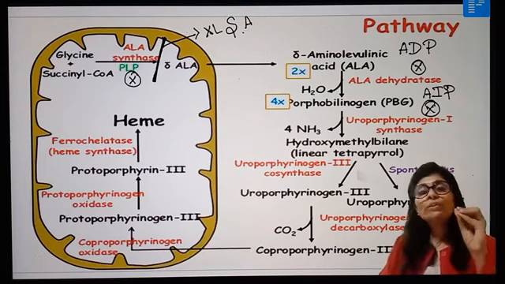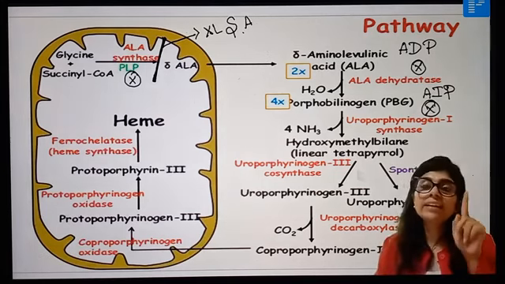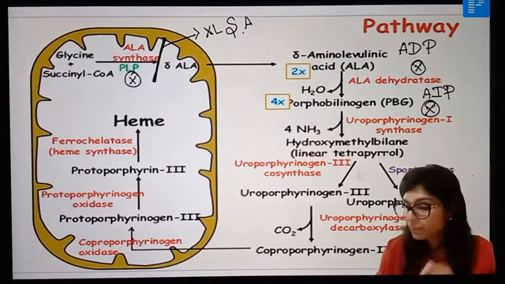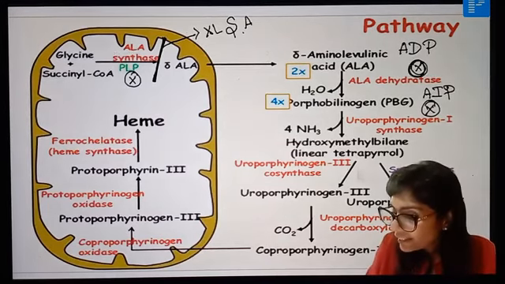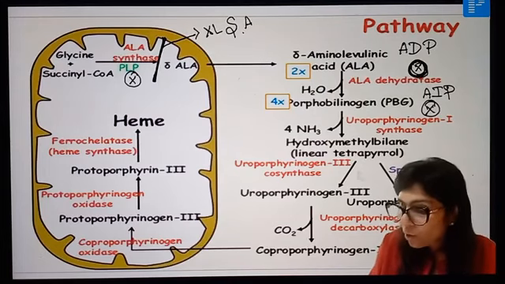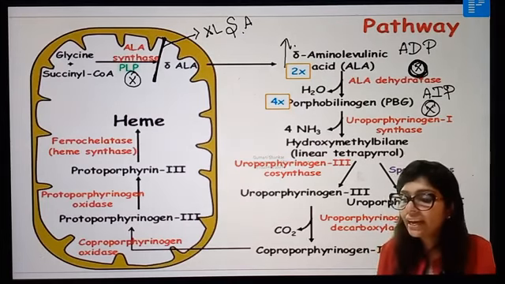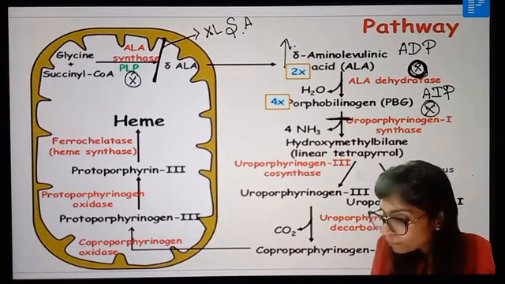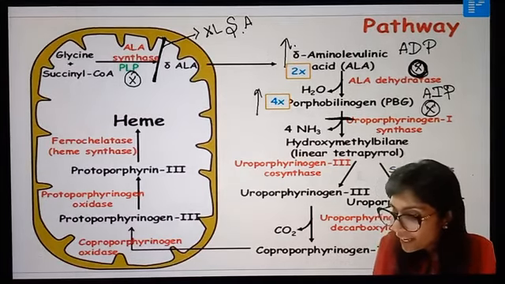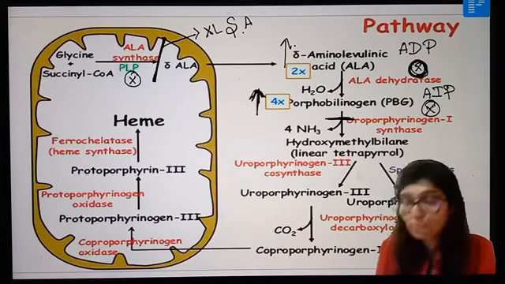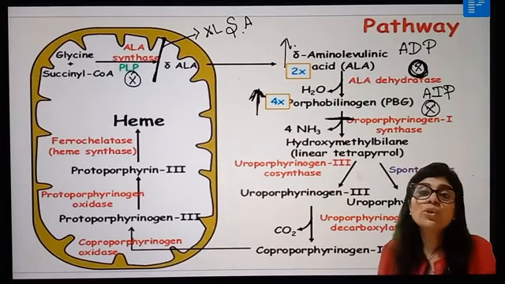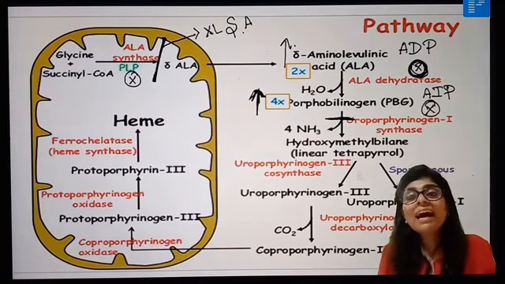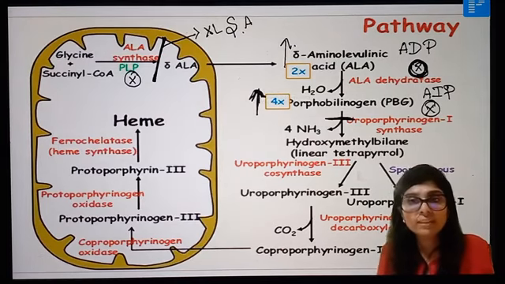And how will you differentiate ALA dehydratase defective porphyria and acute intermittent porphyria? In ALA dehydratase defective porphyria, what alone will be elevated? ALA alone will be elevated. Whereas in acute intermittent porphyria, both ALA and PBG will be accumulated. This is how you differentiate them.